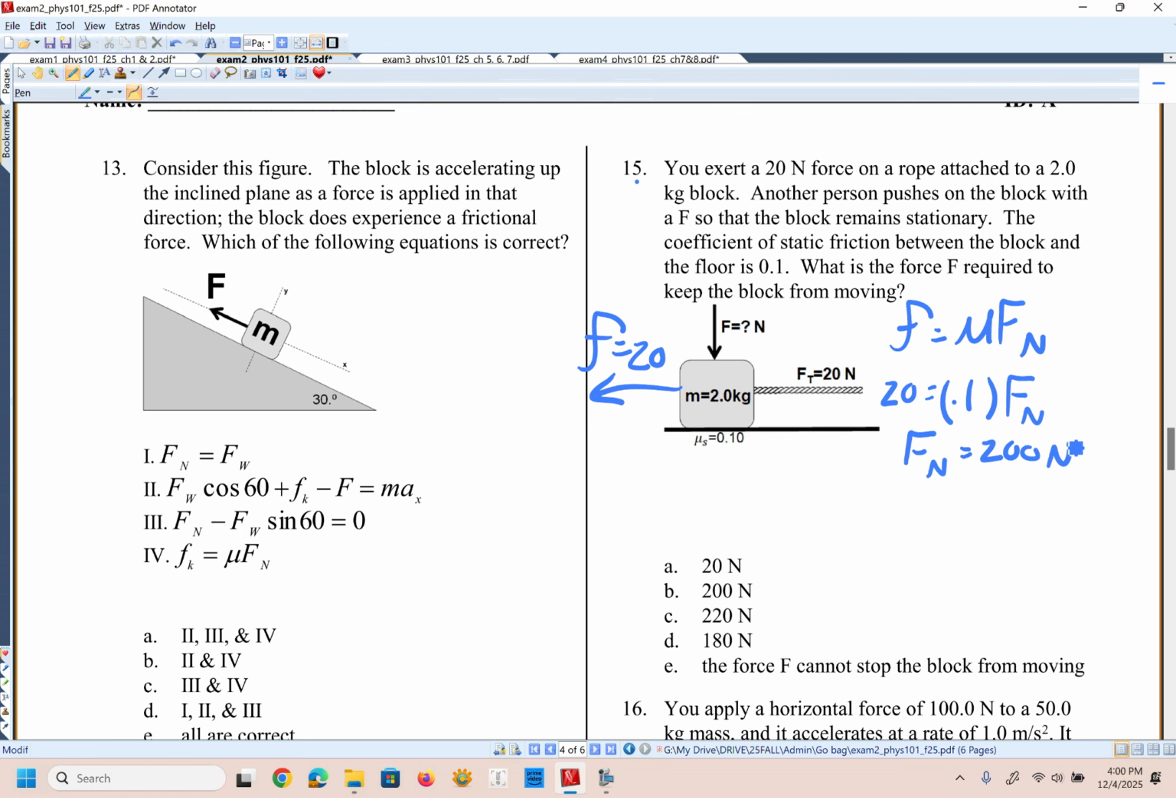But look, the mass of this block is only 2 kilograms, which means that the weight of that block is only 20 newtons. Force weight is 20 newtons. I know that I have to have a normal force equal to 200 newtons because that's the normal force that will provide a big enough friction for it not to move. So now I need to know what is that force. I have 20 newtons down, 200 newtons up. That means I need another 180 newtons down. So D is the right answer there.